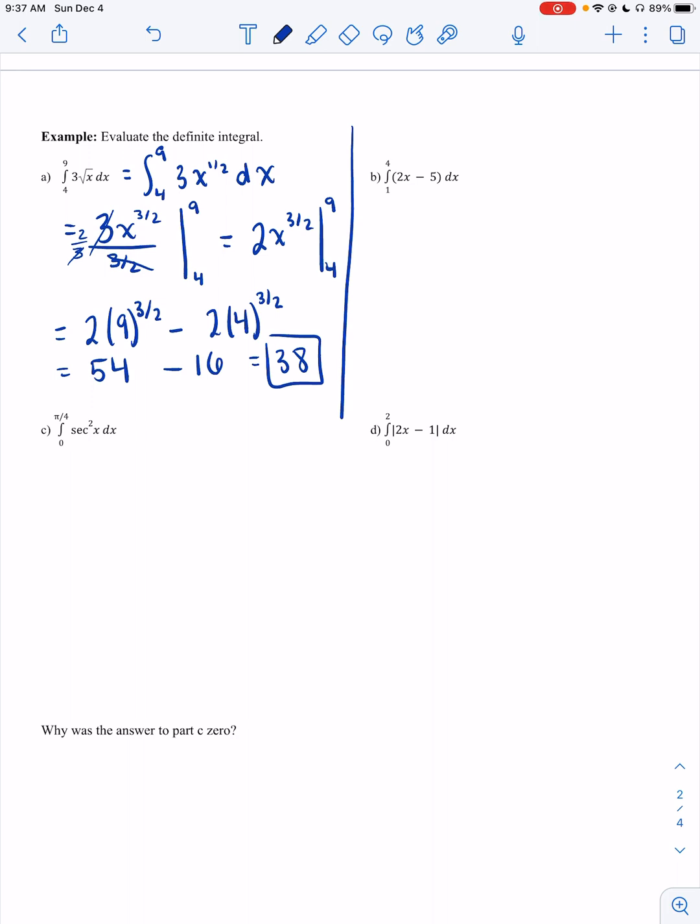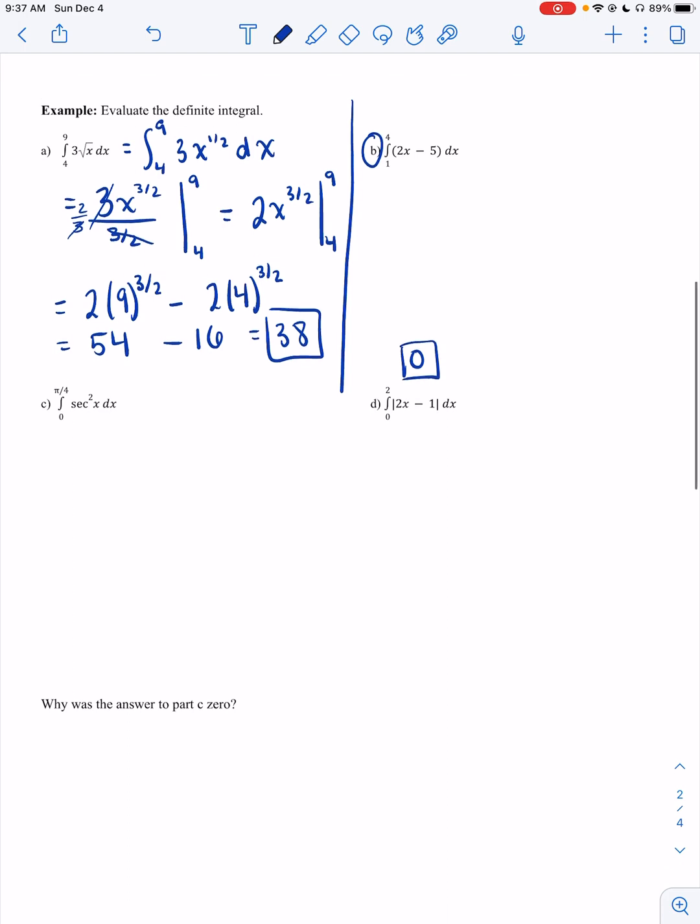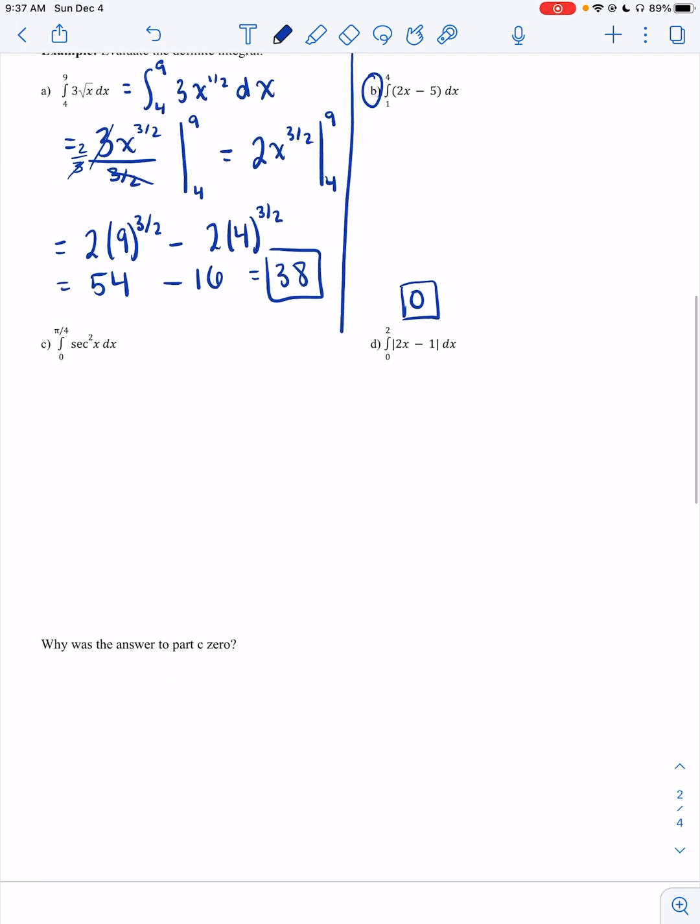Okay, option B, I'm going to leave that one for you guys to try if you just want to practice it. Your answer should end up being 0, okay? And by the way, this down here should say, why was the answer to part B 0 down here? Right now it says part C, it should say part B. So after you do that one, get 0, I want you to think about it geometrically. So sketch a little graph of that line and think about why are we getting 0? Does it make sense geometrically?